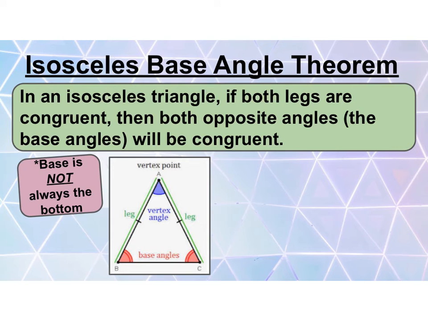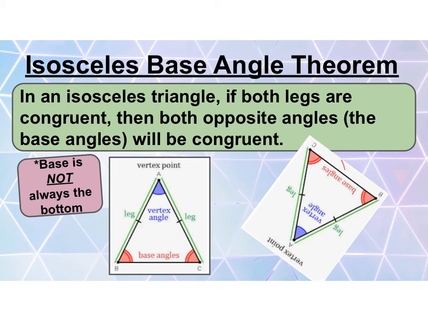So here's a nice pretty picture: vertex angle, two legs, base angles, and then this bottom would be our base. Important note that the base does not always have to be on the bottom. I could tilt it. Here's the base, and here are our two congruent legs. So always orient yourself with that picture first.